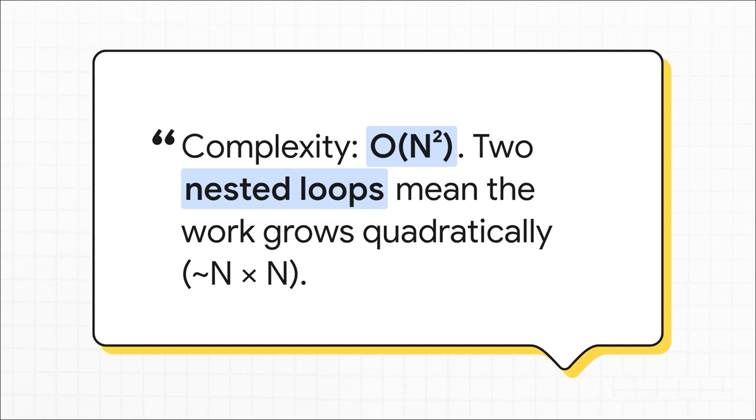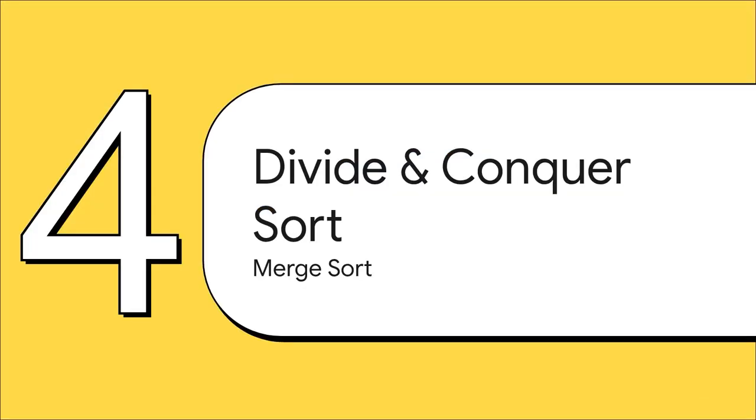And in Big O terms, that means the work grows quadratically. It's n times n, or O of n squared. This is our exploding bar from the chart. It works, but it's not pretty for big lists. Okay, so that's the brute force method. Simple, but slow. So, what's a smarter way to do it?